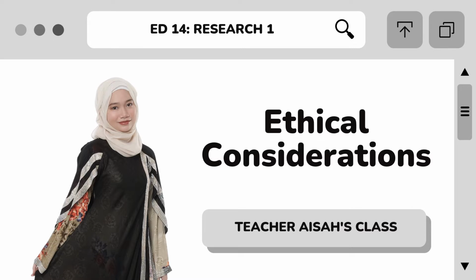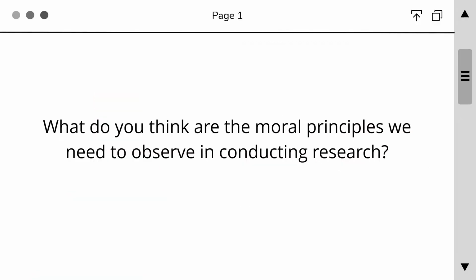But this time, the topic that I will be discussing with you is the ethical considerations in conducting research. Now, before we proceed with the discussion, what do you think are the moral principles we need to observe in conducting research?